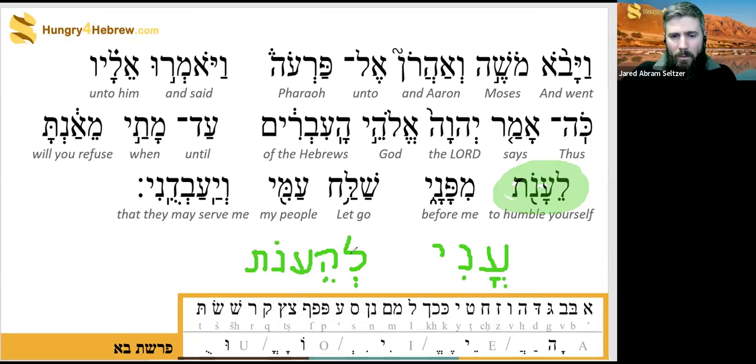Which is going to show us that it's nif'al. So it's going to be a passive verb. Where's the hey? It got swallowed up. Instead of le'hei, it becomes le'anot. And then tav at the end is just the tav suffix that historically always shows up on the infinitive construct forms, but disappeared for most verbs unless they are weak. This is a weak root because of the yod. Le'anot, to be afflicted, to humble yourself.